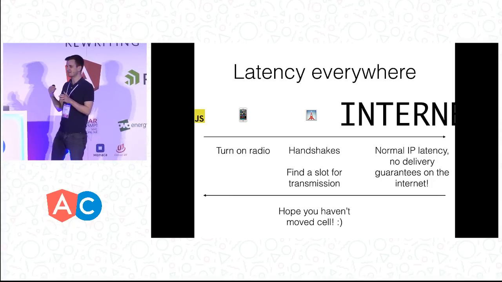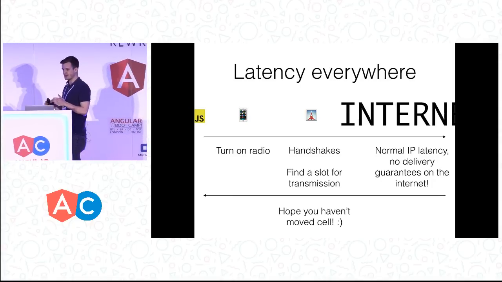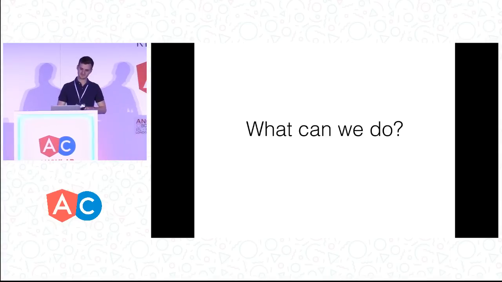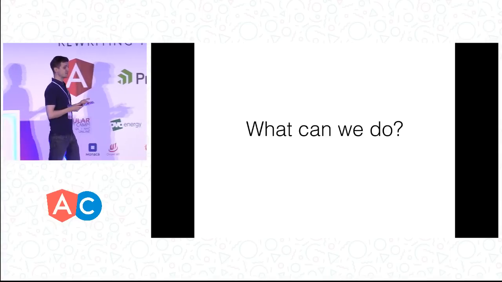So your application may do a fetch, but then it has to turn on the radio, wait for the OS. The radio and the device have to start discussing when it's actually going to do some transmission. It can't just transmit straight away, et cetera. And of course, that's added to all of the normal, completely non-guaranteed latency in the internet. So what can we do about that? Well, the first thing is we need to understand that this problem exists.